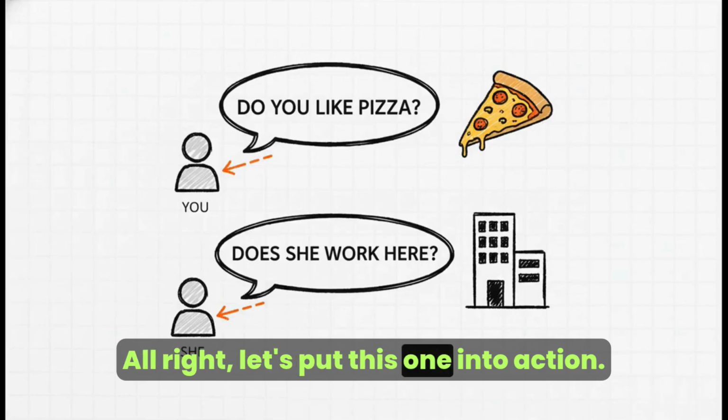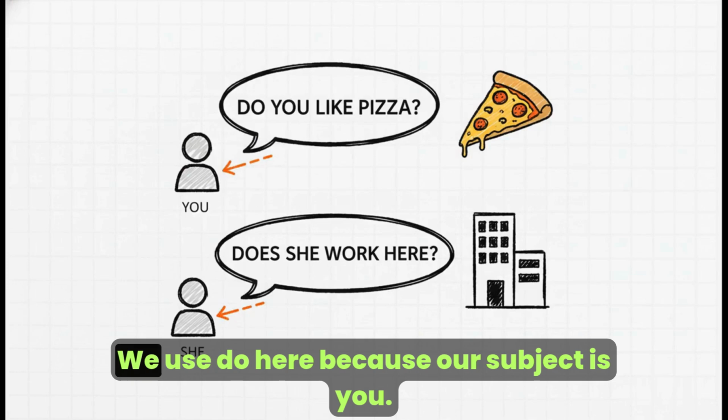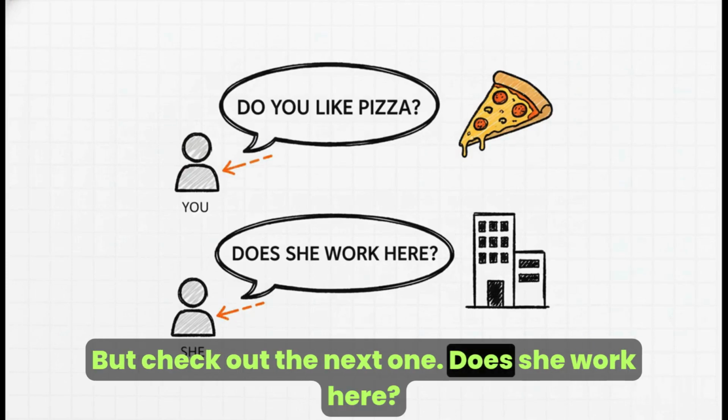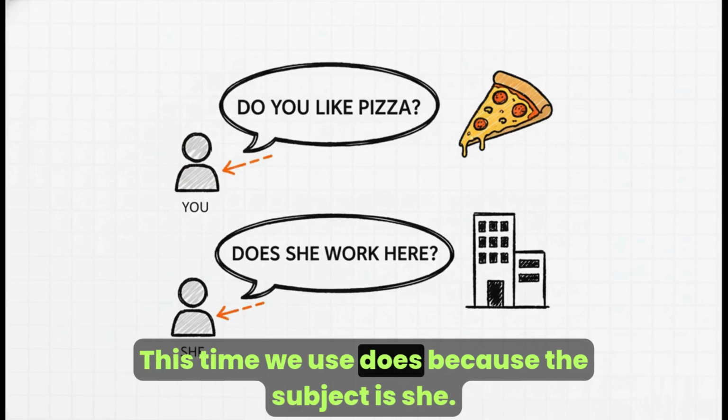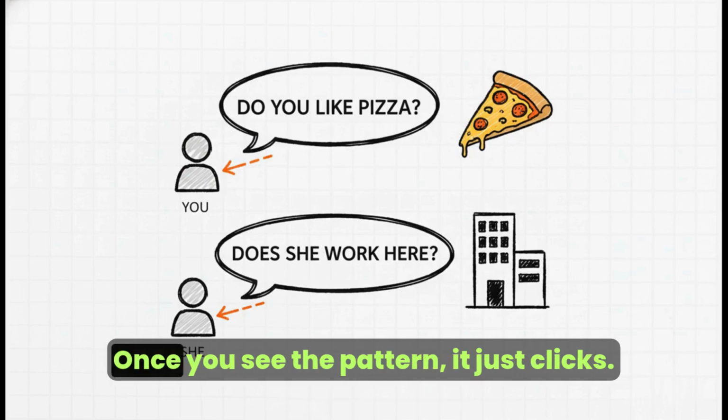All right, let's put this one into action. Do you like pizza? We use do here because our subject is you. But check out the next one. Does she work here? This time we use does because the subject is she. Once you see the pattern, it just clicks.